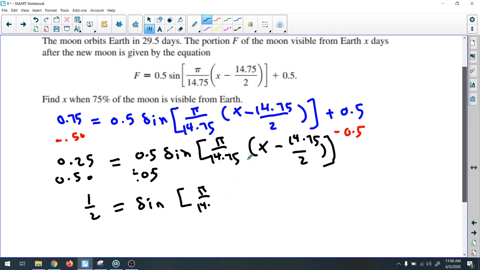And we could distribute it, by the way. If you distribute, pi times x is pi x, so pi x over 14.75 minus, if you distribute pi over 14.75 times 14.75 over 2, cancel out 14.75 with 14.75 and pi over 2 is left.